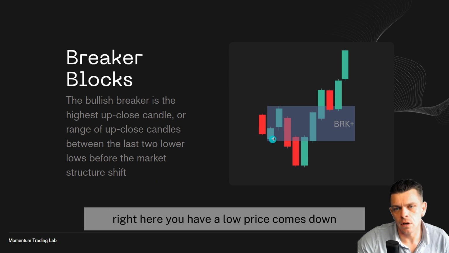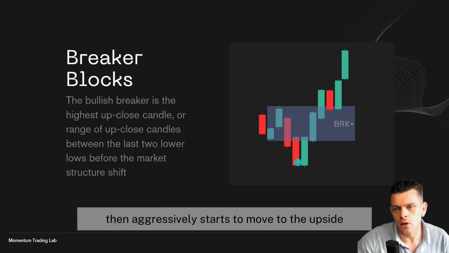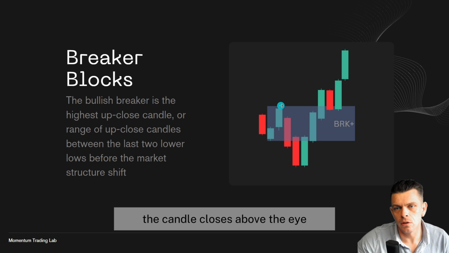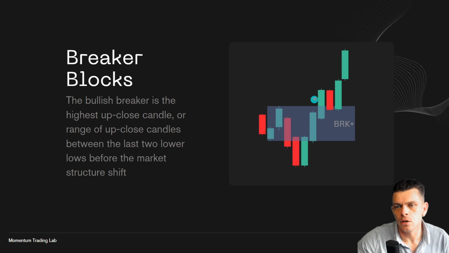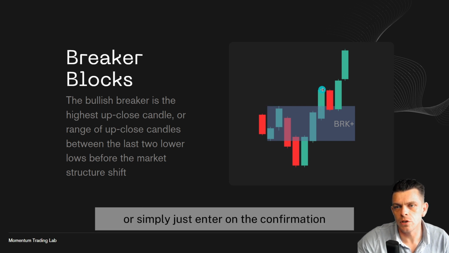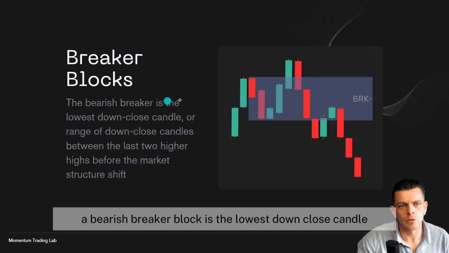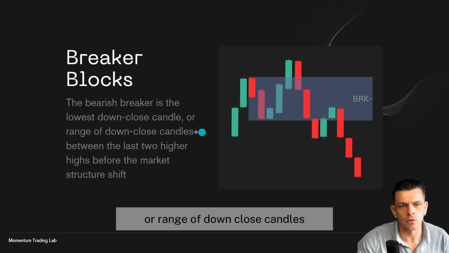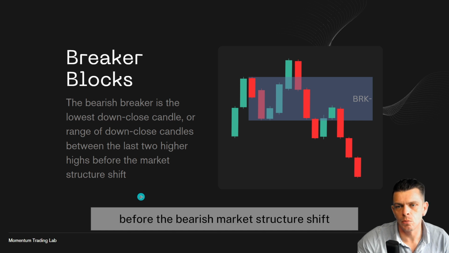So right here, you have a low, price comes down, takes out the low, then aggressively starts to move to the upside. This candle closes above the high, confirming this as your breaker block. So you can either wait for a retrace into the breaker block or simply just enter on the confirmation of the breaker block. A bearish breaker block is the lowest down close candle or range of down close candles between the last two higher highs before the bearish market structure shift.